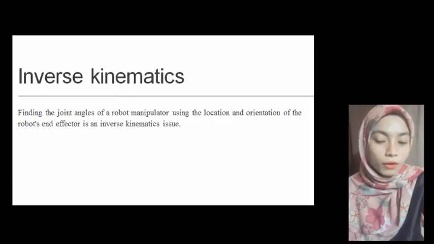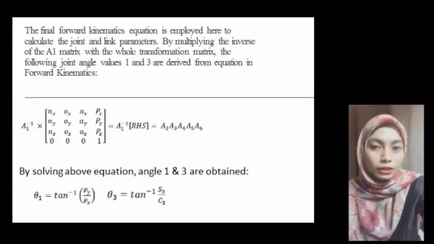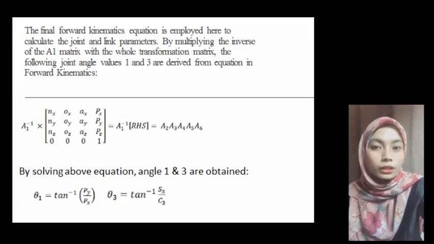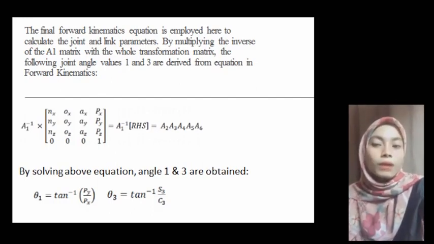Finding the joint angles of a robot manipulator using the location and orientation of the robot's end effector is an inverse kinematic problem. The final forward kinematic equation is employed here to calculate the joint and link parameters. By multiplying the inverse of the A1 matrix with the whole transformation matrix, the following joint angle values, theta 1 and theta 3, are derived from the equation in forward kinematics. By solving the above equation, angles 1 and 3 are obtained.